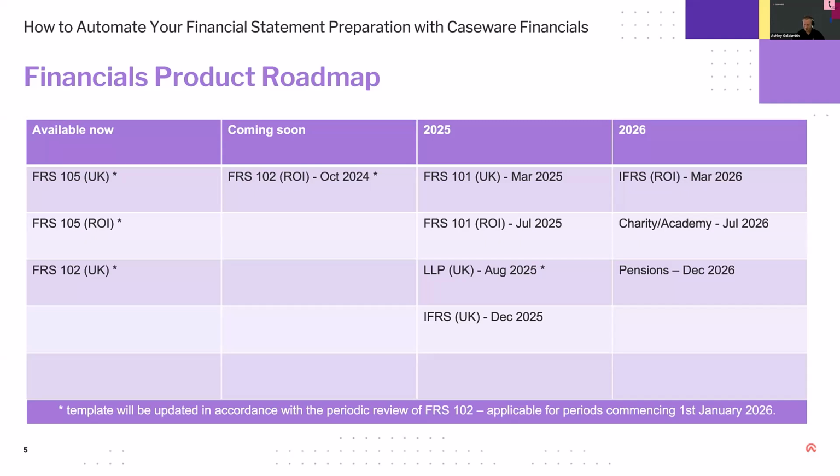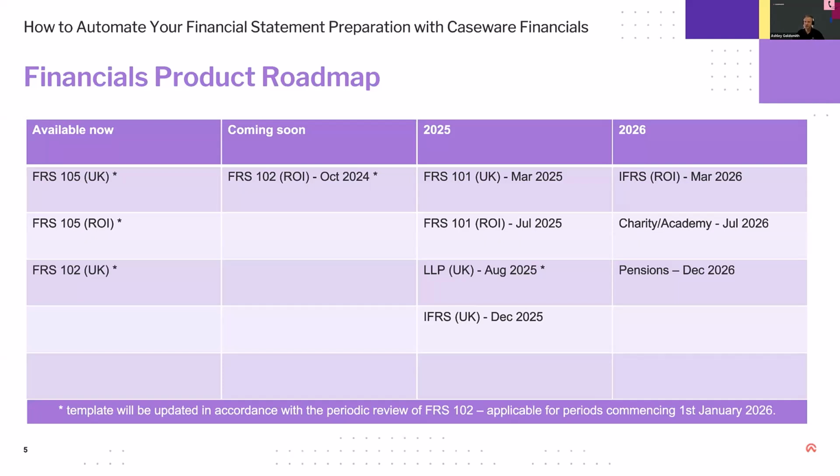I believe that there's likely to be a period of early adoption that's permissible for the triennial review changes. So again, if we can, we'll try to make those changes available to you if you want to accept them slightly earlier than the mandatory period date.